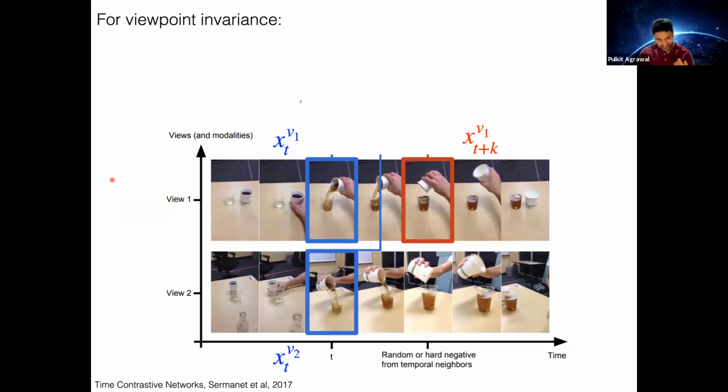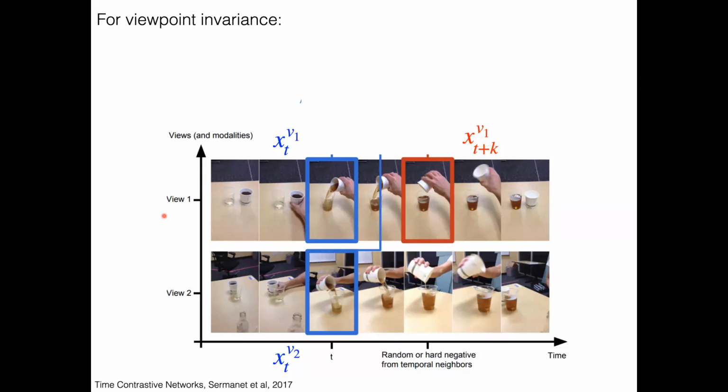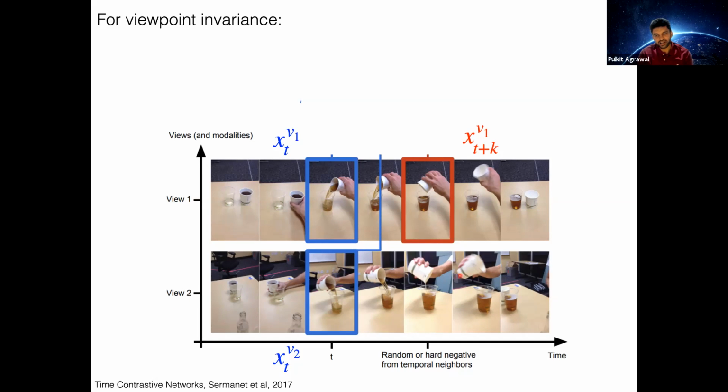So, for example, suppose I have one demonstration of pouring a liquid into a cup from one viewpoint. Assume that we also saw the same demonstration from a different viewpoint. So V1 over here means viewpoint 1 and V2 means viewpoint 2, right? And xt denotes the image at time point t, and at time t plus k, we have the image at time point t plus k.